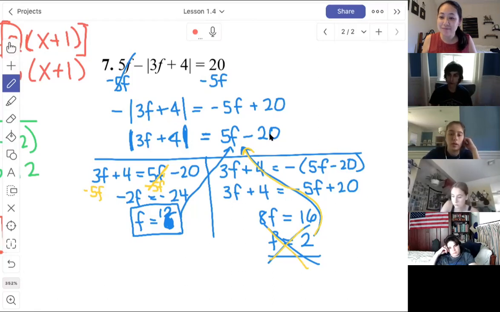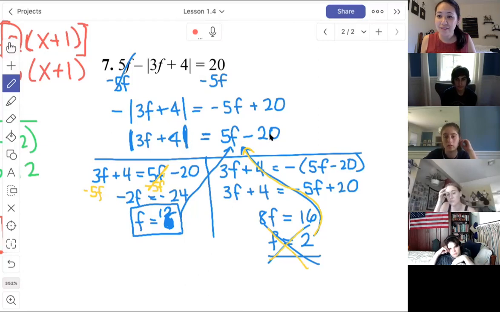How come you put negative 5f plus 20? Why not do 20 minus 5f? Either way. You can? Okay. You definitely can. I'm always used to putting variables first and then constants at the end. But yeah, if you do 20 minus 5f, you should still get the same answer.